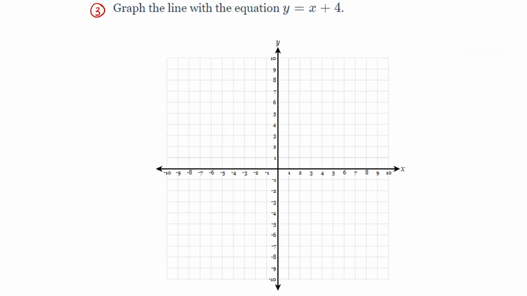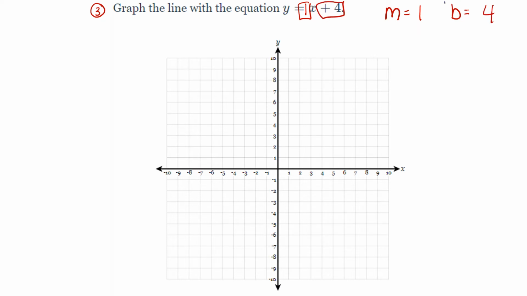For number 3, we have the equation y equals x plus 4. First step is to identify the slope, or the rate of change, m. There is no number in front of x, so we know that that's going to be an understood 1. M is a positive 1. B, the initial value, or the y-intercept, is going to be our positive 4.